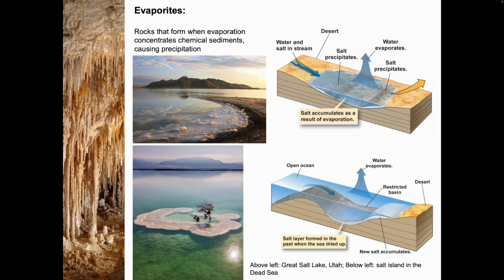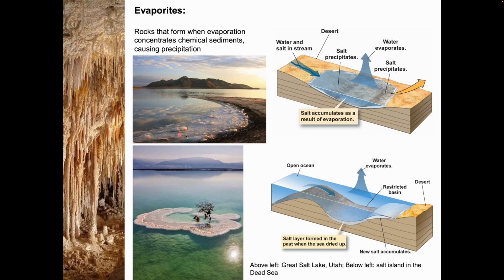Now let's talk about some of my favorite types of chemical sedimentary rocks, evaporites. These are rocks that form when evaporation concentrates chemical sediments, causing them to precipitate. The classic example of an evaporite environment is going to be one where a lake is drying up. Let's talk about something like up above here.